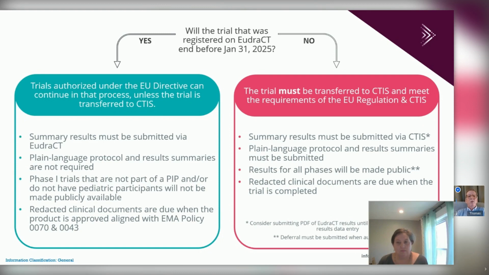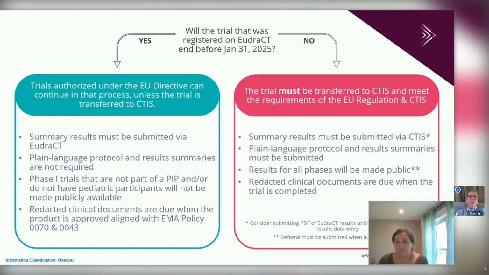So if the trial was authorized under the directive and it completed before January 2025, then summary results are done through the UDRCT systems. Plain language summaries of results are not required. Phase 1 studies are not made public unless they have pediatric participants or are part of a pediatric investigation plan. And all the redacted documents are due when the product is approved in alignment with policy 70 or 43.